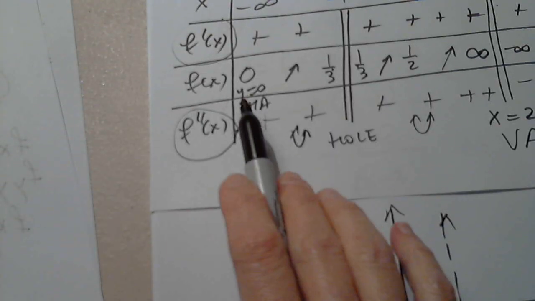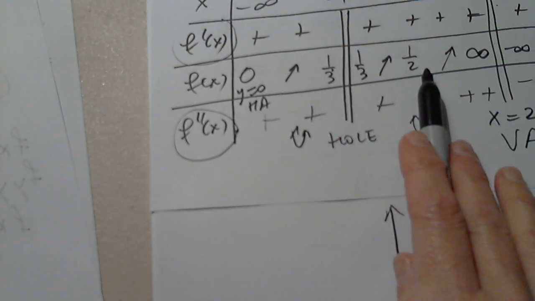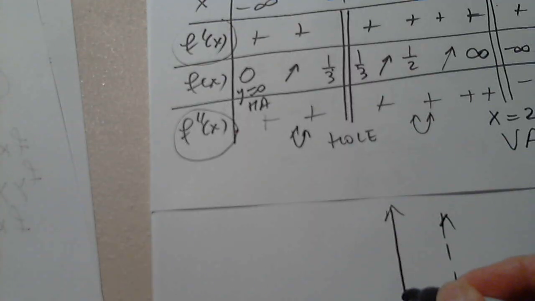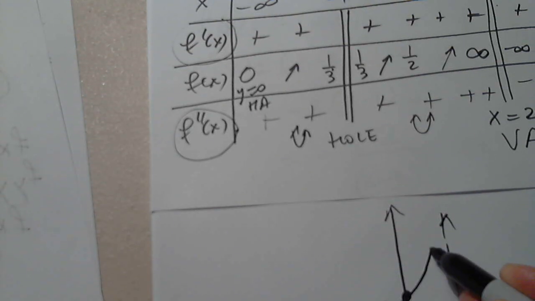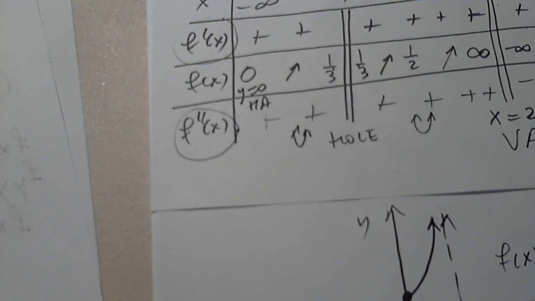Now, I read 0 going up, opening up to 1/3 through the hole, going up to 1/2, 0 1/2, and going up to infinity. Very easy. On the other side, it's coming from negative infinity, opening down, approaching the horizontal asymptote. So this is f of x equals -(x plus 1) over x squared minus x minus 2. Any questions?